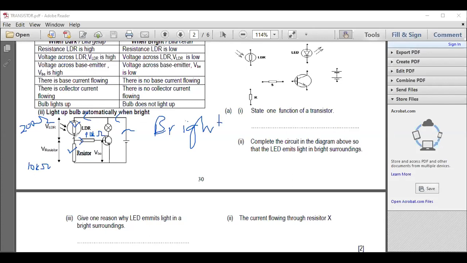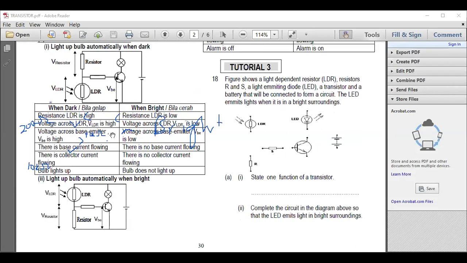So we can see there is already current flowing to base. So if there's current to base, there'll be current to collector. Okay, so there's current through base, there'll be current to collector. So that means what happened? Your bulb will light up. Okay, so now the bulb will light up when it's bright, not dark.